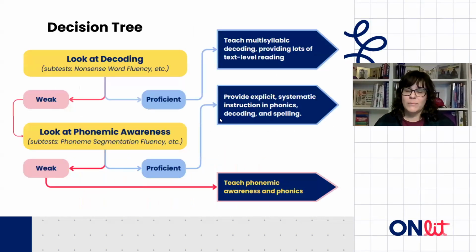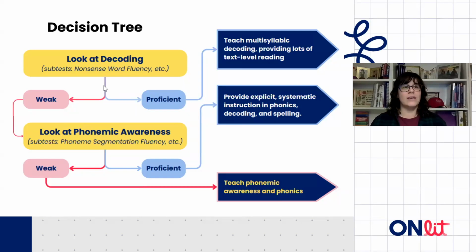Another thing to look at here, and we can put this in the chat, this is an abridged version of the Making Sense of the Decision Tree, which is an ONlit resource. This is what we could do if you're not sure what the next steps are. Again, starting from the bottom, if we have issues with phoneme segmentation fluency, if they are weak, we can teach those skills that they need. If they're proficient, great. Let's move on to that explicit systematic phonics instruction with decoding and spelling.